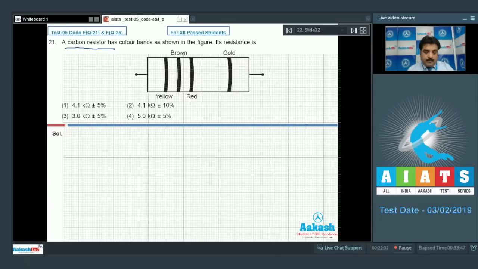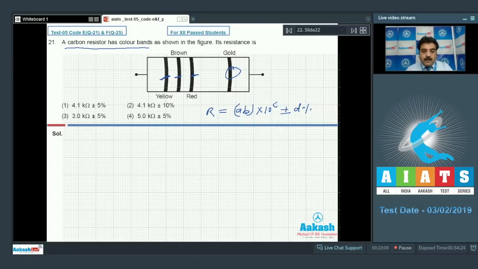Question number 21. A carbon resistor has color bands as shown in the figure. Find its resistance. In this type of question you can use the carbon color code. R is equal to AB into 10 to the power C plus minus D, where D means tolerance. A is the first significant digit, B is the second significant digit, and the red color will give you the power of 10, and the last band will represent the tolerance.